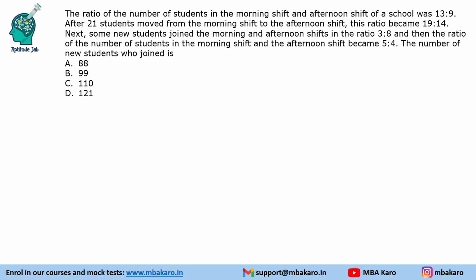Next question: the ratio of the number of students in the morning shift and afternoon shift of a school was 13:9. After 21 students moved from the morning shift to the afternoon shift, this ratio became 19:14. So suppose the numbers are 13x and 9x. Now 21 get removed from the morning, and they get added to the evening. This ratio becomes 19:14. Okay. Now we will cross multiply, so you will get 182x minus.